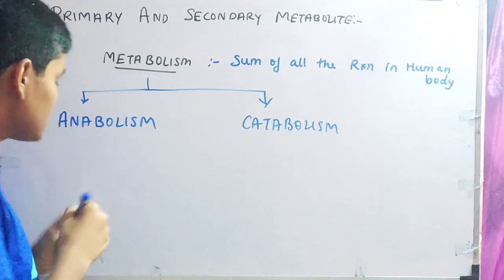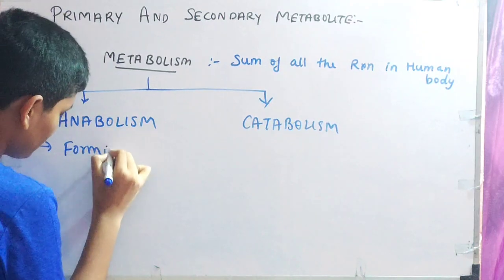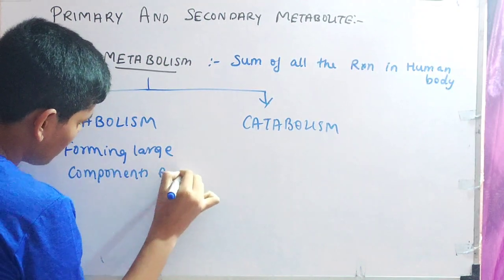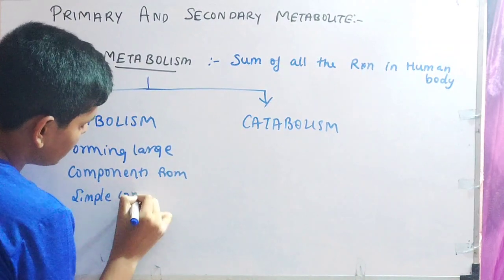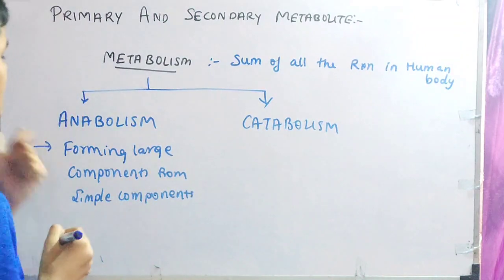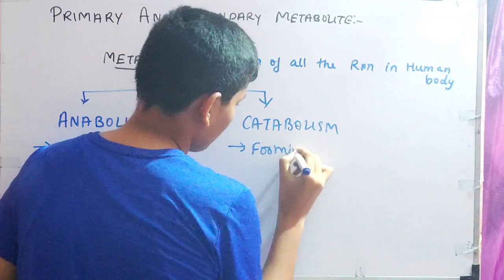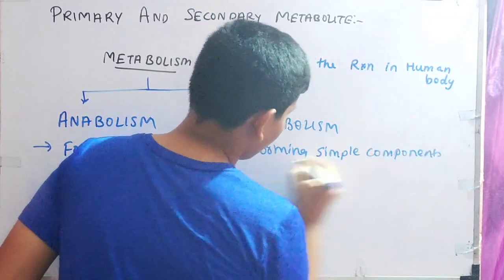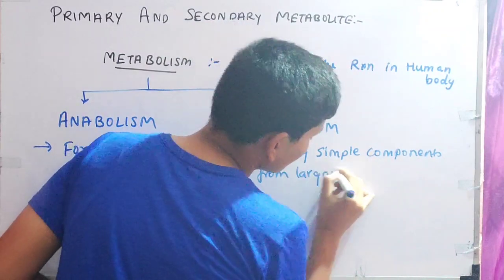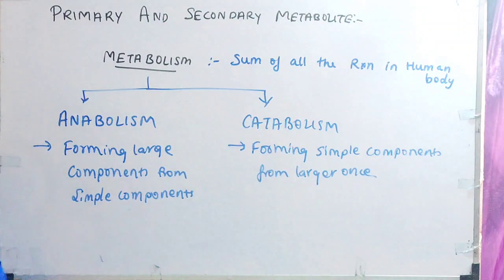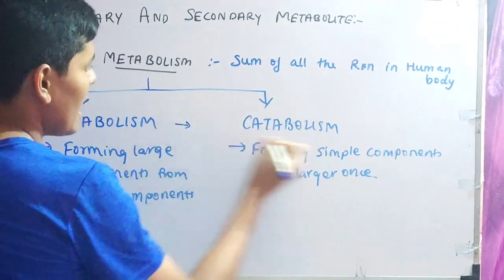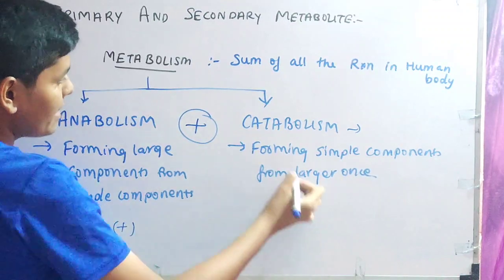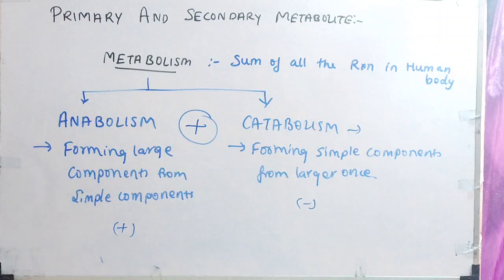What is anabolism? Anabolism means forming large components from simple components. And forming simple components from larger ones is known as catabolism. Now, anabolism is known as building reactions and catabolism is known as breakdown reactions. Anabolism means plus and catabolism means minus. So the sum of these both is known as metabolism.